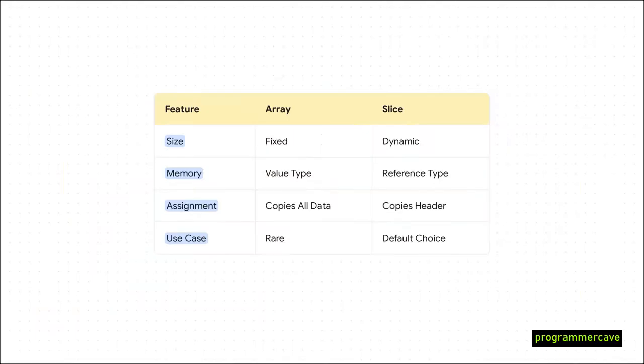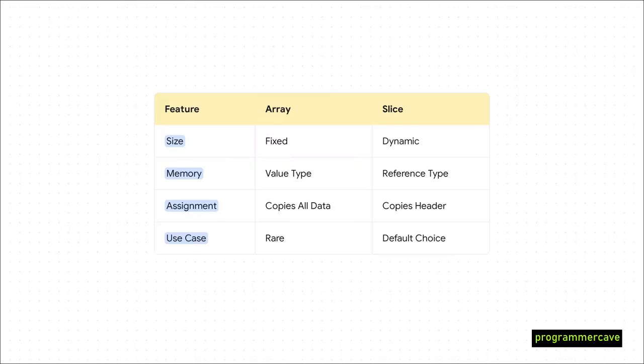Look at that assignment row. When you pass an array to a function, you copy every single piece of data inside it. That can be incredibly slow. But with a slice, you only copy a tiny little header. That single difference is a massive reason why slices are the default go-to choice for almost everything in Go.